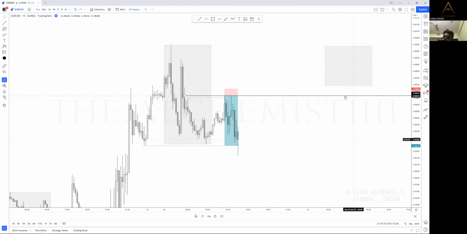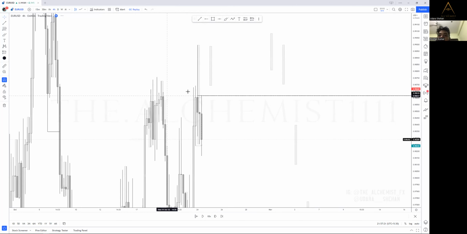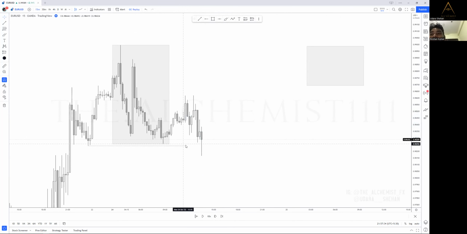Out of nowhere. But can you see the precision? Like once again, I can't make these things up, right? You saw the precision. It taps and it melts. Even if you did not do the refinement, even then you had a nice entry. See that? Even if you use the 5 pip stop loss, you had a nice entry. It can't even get any better than this, right? This is more than enough. Okay, so that's it.